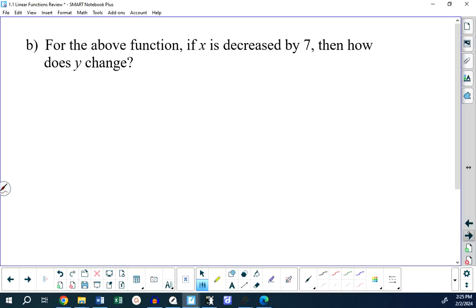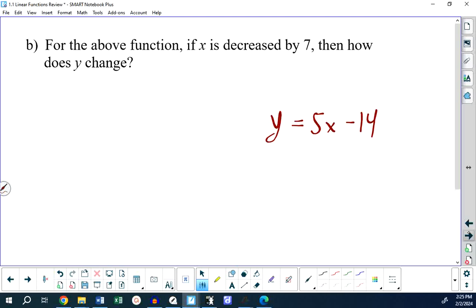All right, B. So this is a linear function. We have the equation of the function, and you might want to think of it this way. I don't care if you set it equal to 0 or not. But the question is, if x is decreased by 7, then how does y change? I want you to think about that for a minute or so. So you go from one point on the line to a different point on the line, and what you're doing is you're going 7 less for x. What happens to the y coordinate?